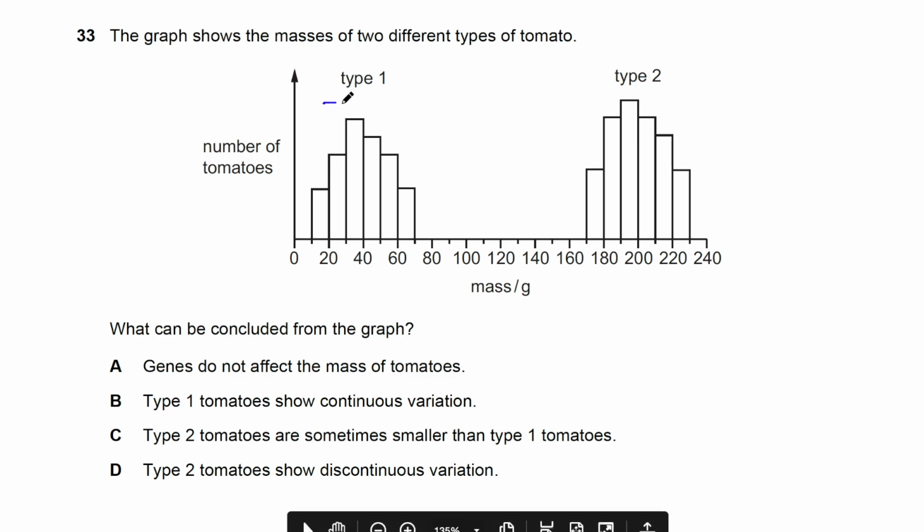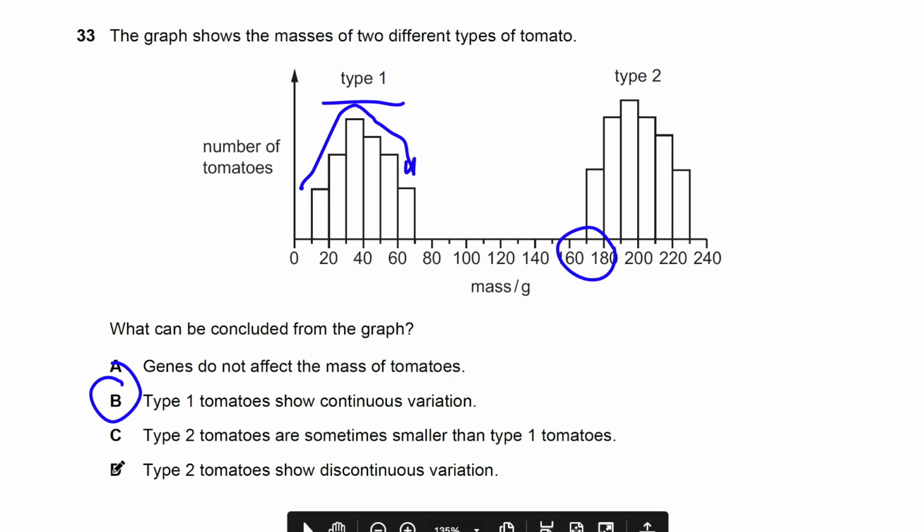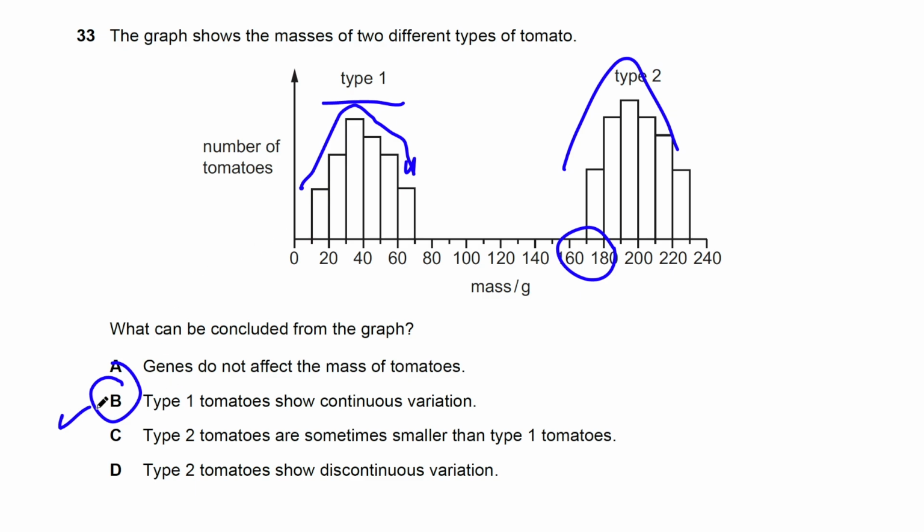B, type 1 tomatoes show continuous variation. That's clear. Yes, as you see, it is changing all the time. There is no discontinuation. So I think B is the right answer, but let's read the rest. C, type 2 tomatoes are sometimes smaller than type 1 tomatoes. This is wrong. The smallest type 2 tomato is greater than type 1. So C is wrong. D, type 2 tomatoes show discontinuous variation. Come on, it's showing continuous also. So the right answer here is B.